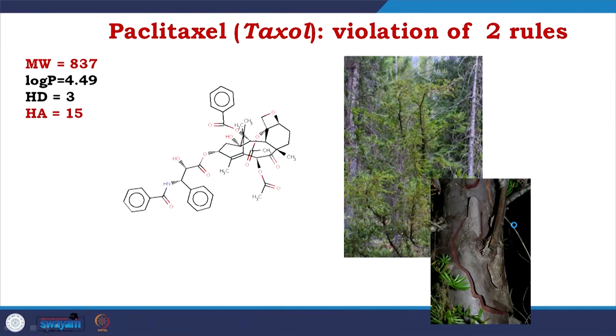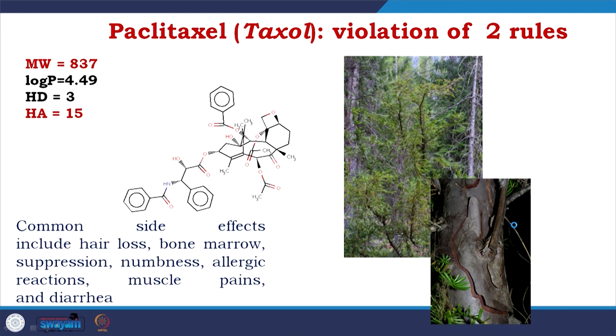A very good example is paclitaxel or Taxol, which is an anti-cancer drug. It is a compound isolated from the bark of a tree. It violates two rules. One, the molecular weight, which is 837. You see, this is quite a big compound, and the hydrogen bond acceptor count is 15. But even after that, it is considered a good drug.